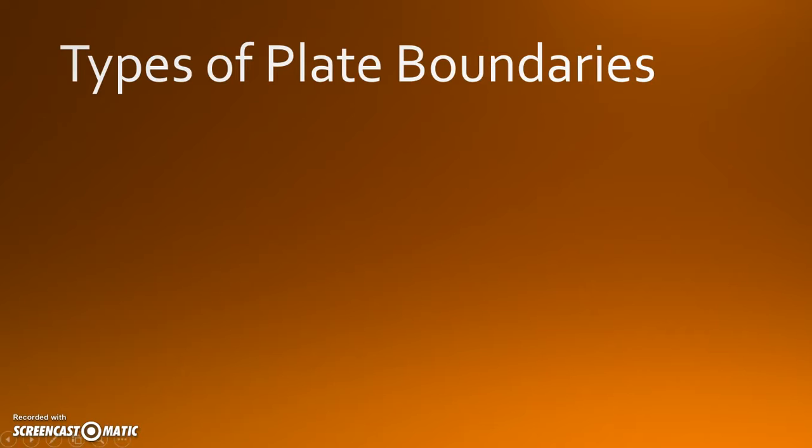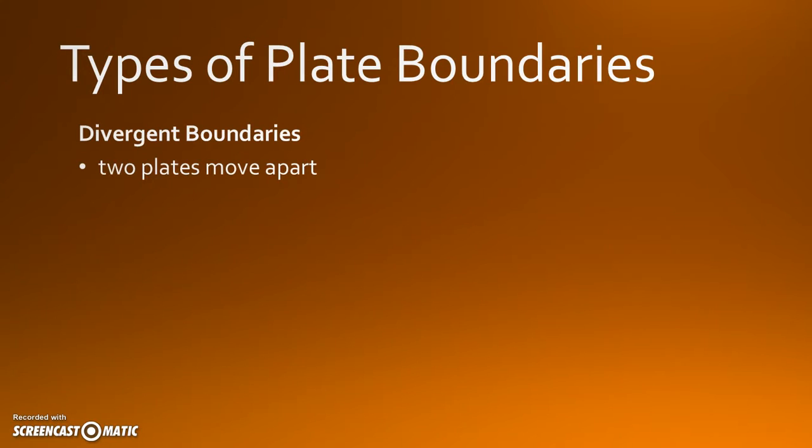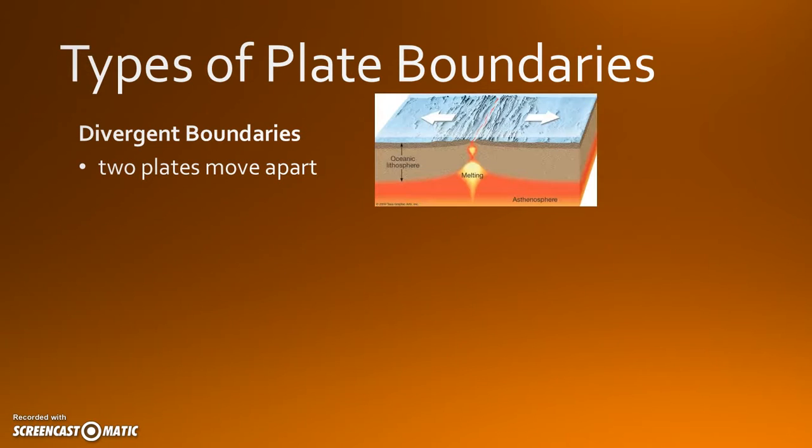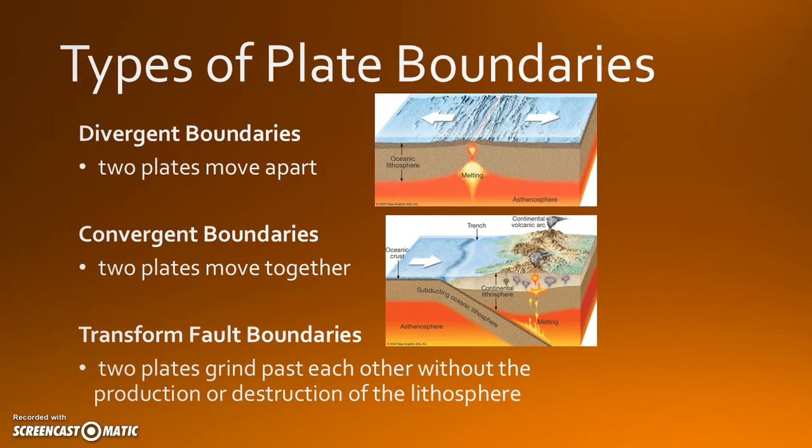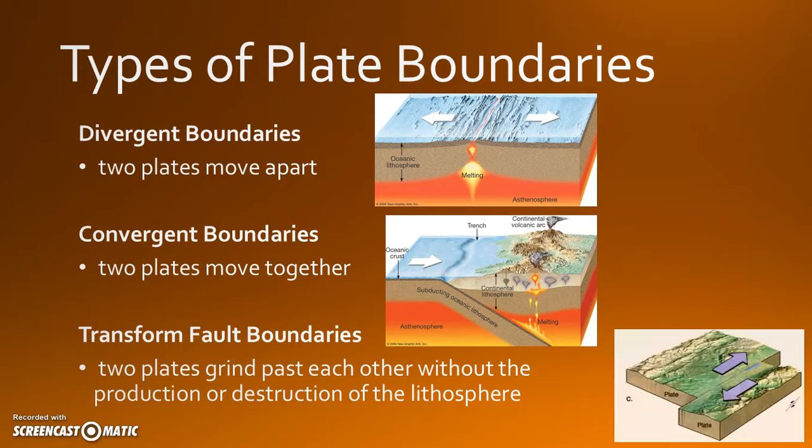Because we're talking about how these plates move and how things are getting farther apart or closer together, we need to talk about the types of plate boundaries. So we have divergent, that's where they're moving apart, they diverge. We have convergent, so they're coming together. And then we have what's called transform fault boundaries. This is where they're grinding past each other without producing any new lithosphere or destroying any of the current lithosphere. And you can see that in the bottom image.